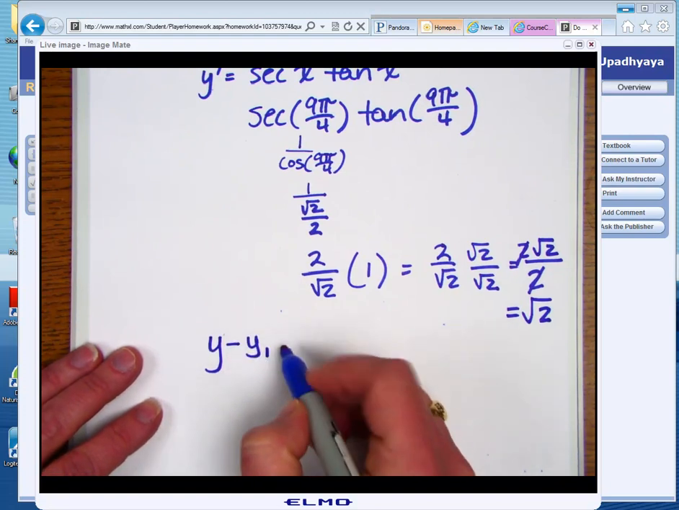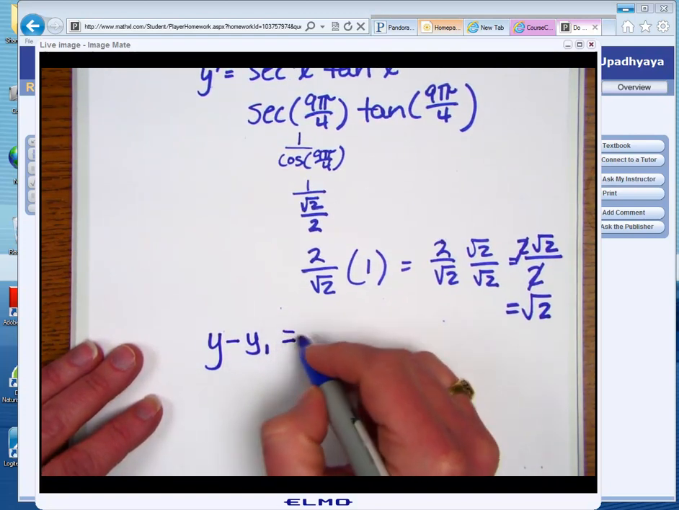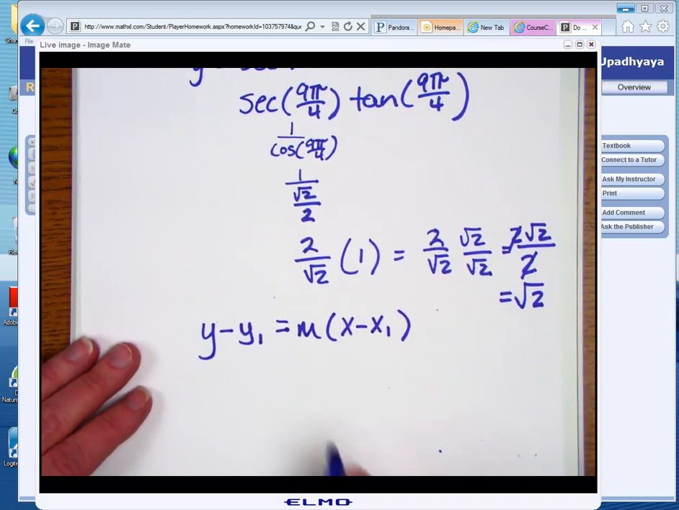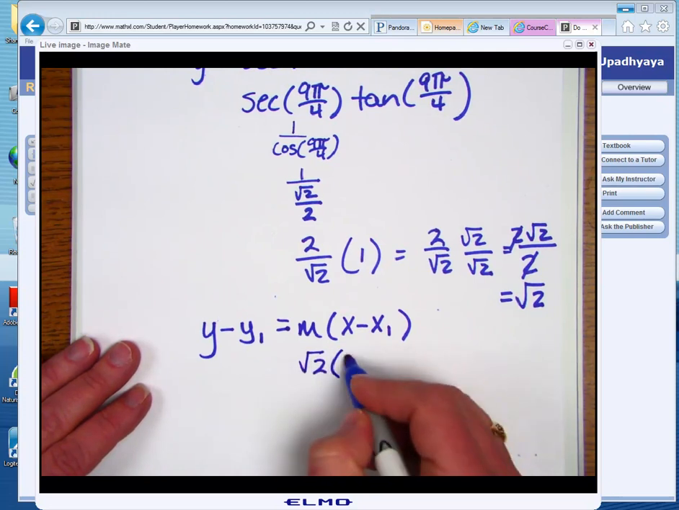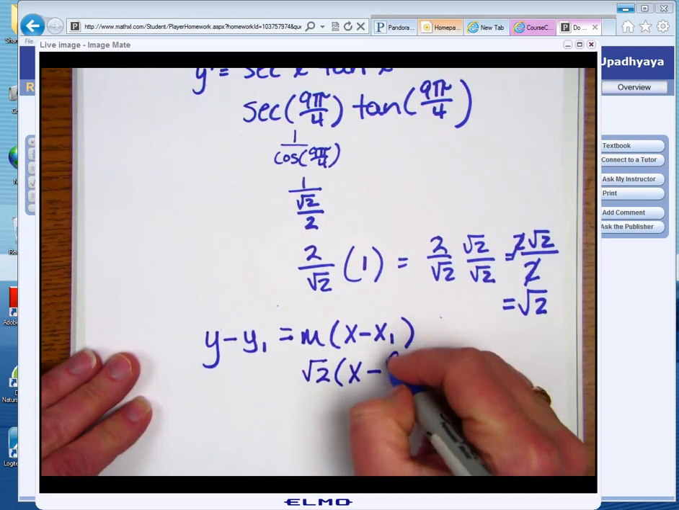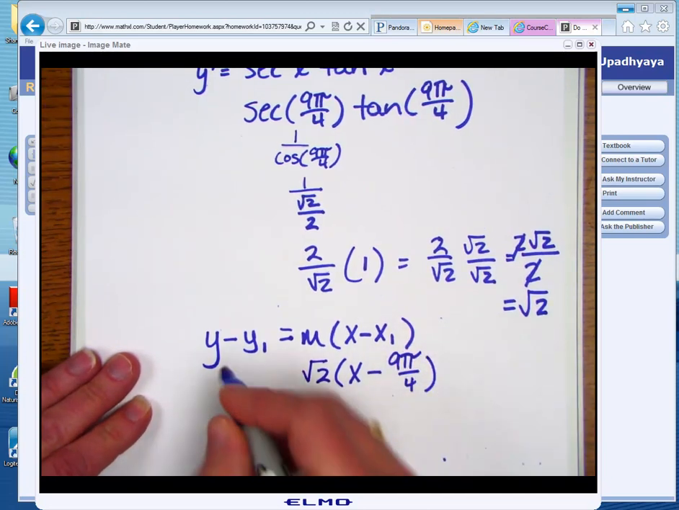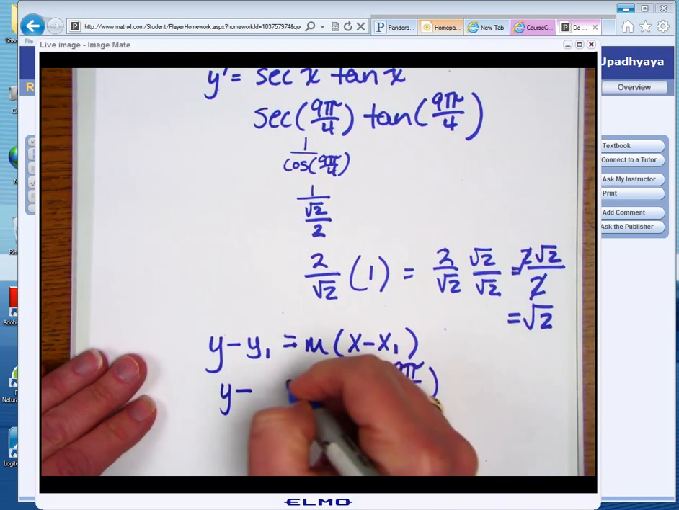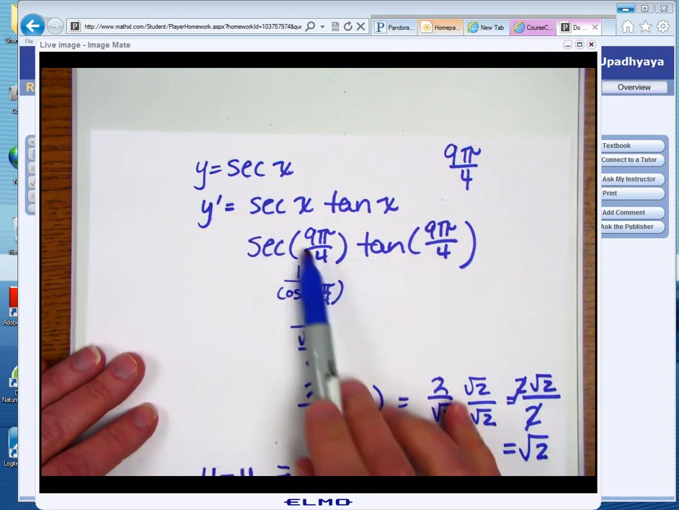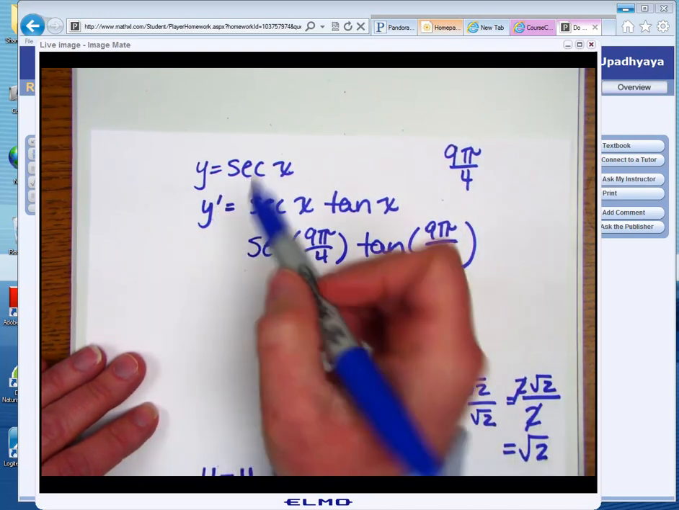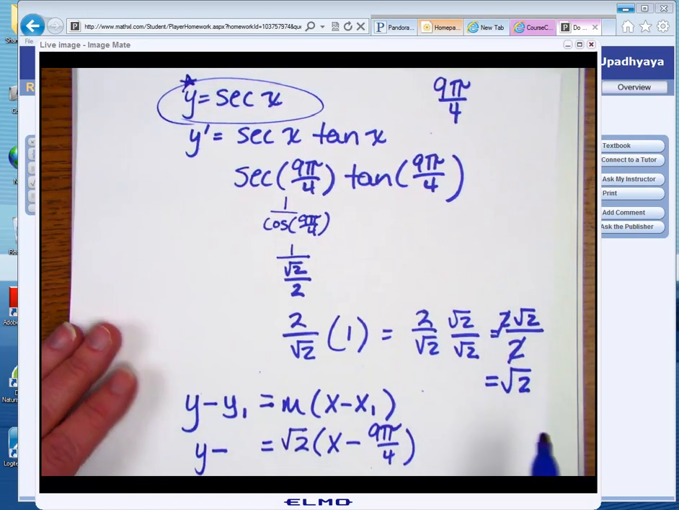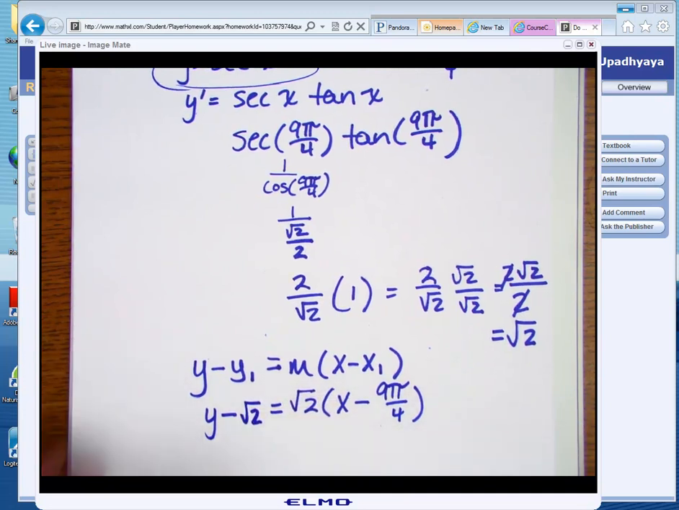Going back to my equation of a line, y minus y1 equals slope times x minus x1. What can I plug in? I know my slope is square root 2. I know my x1 is 9 pi over 4. Now for y1, I got to figure out what y1 is. Again, I'm going back to the secant of 9 pi over 4, my original equation, to get y. But we've already done that. We ended up with square root 2, so we can just plug in square root 2.